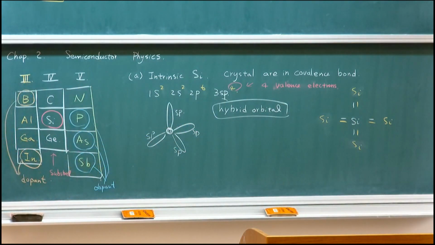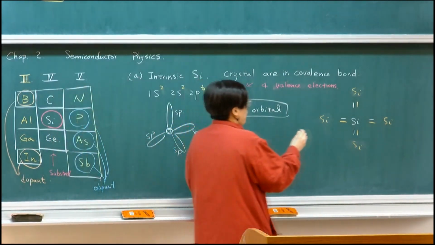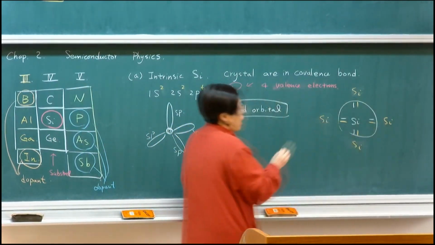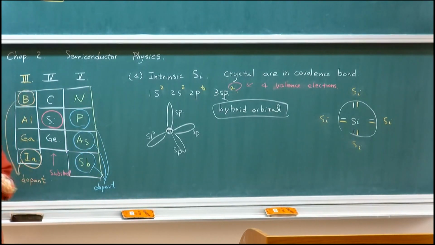Just to illustrate that each one of them will see. So if I'm the silicon in the middle, I will feel very content because I have 8 electrons. That is why this covalent bond is very stable, because it sees 8 and is sharing with the neighbors.